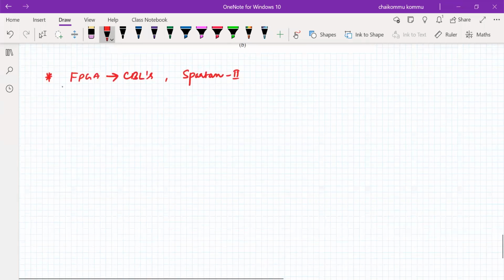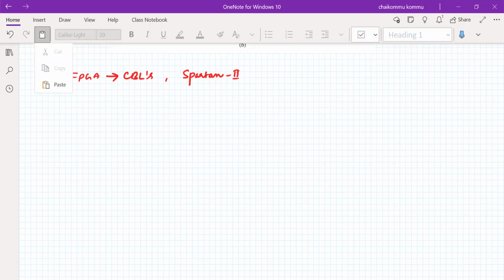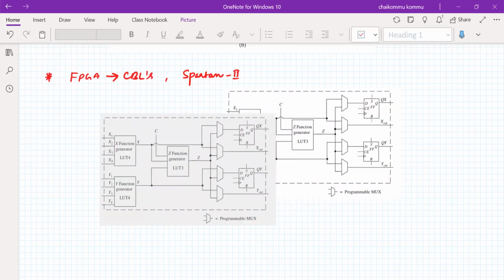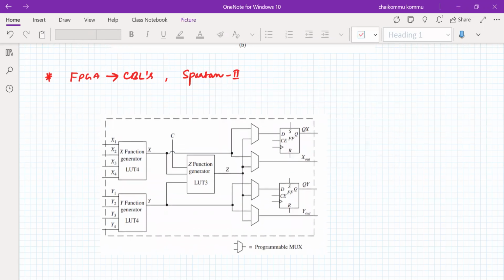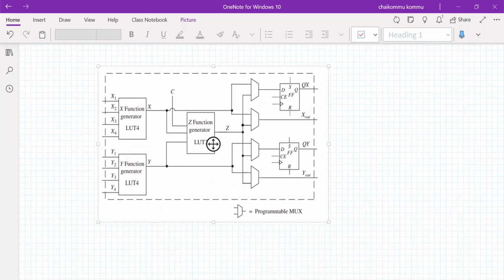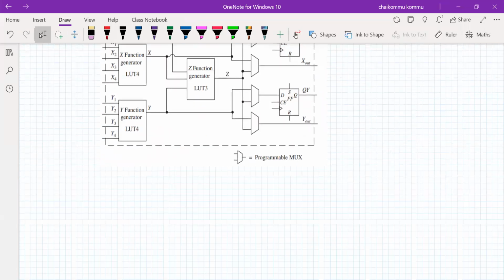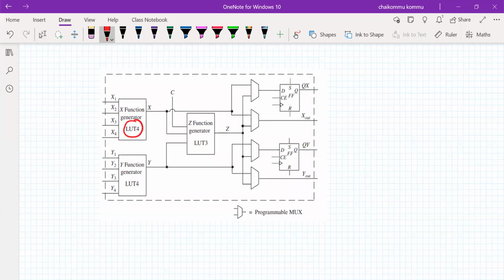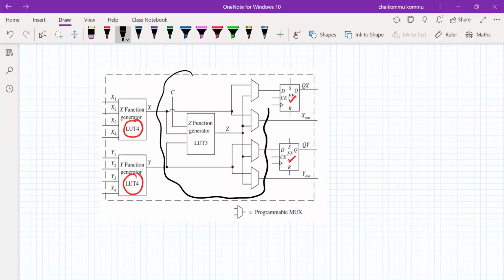So how do the CLBs look? Something like this. Copy and then paste here. So this is how the CLBs look. Okay, you observe what they have done here. In addition to the lookup tables, one is available previously, this is also available, this is also available, but additional peripheral, additional information they have incorporated here.